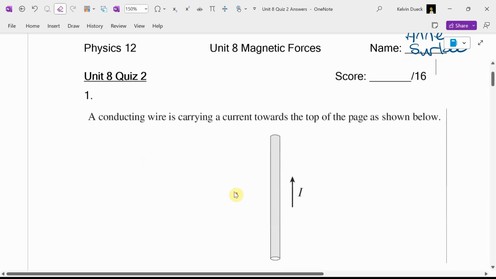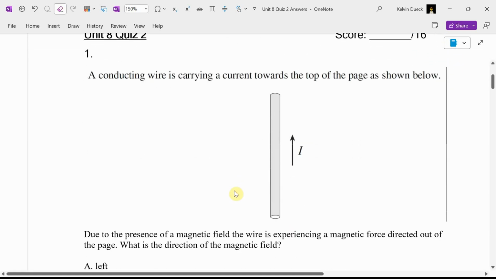Number one says this: a conducting wire is carrying a current towards the top of the page as shown below. Due to the presence of a magnetic field, the wire is experiencing a force directed out of the page. So F is directed out of the page. What's the direction of the magnetic field?